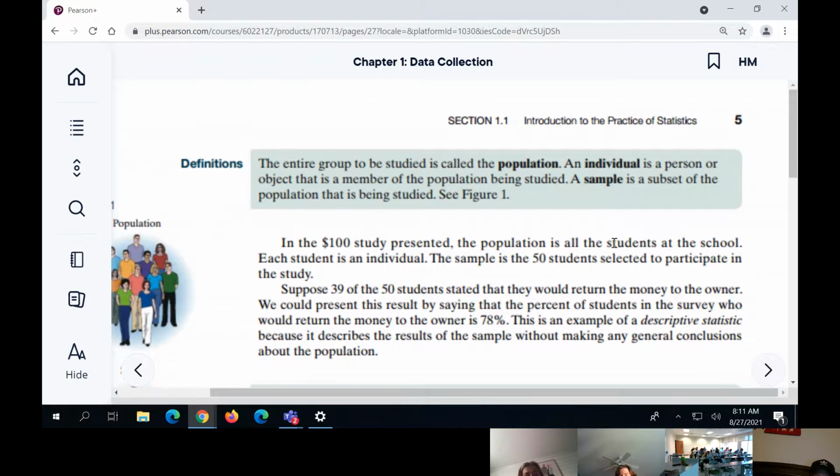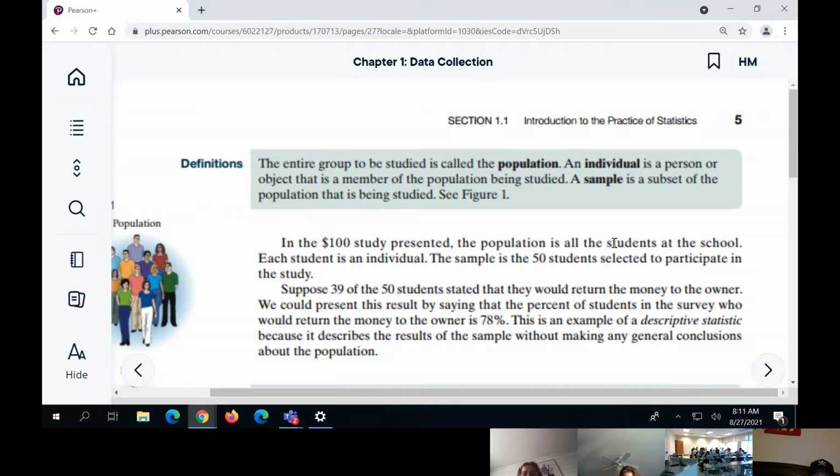Population, the big group. If you're doing research, the population is the big group. The sample is the little group. If I am researching Tri-County Tech students, all Tri-County Tech students would be the population. Anderson campus would be a sample.